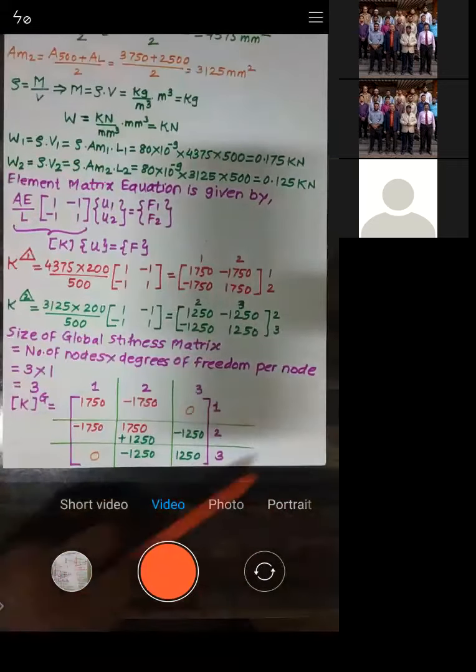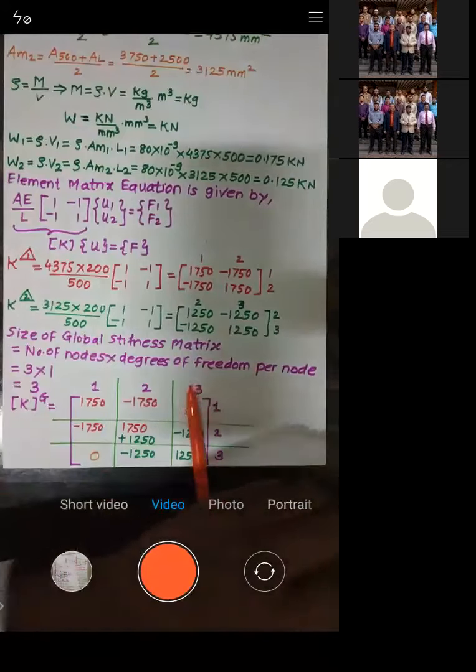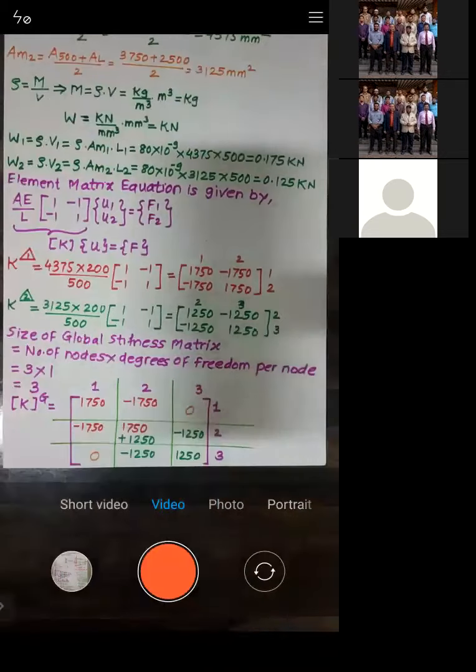Now once we have the global stiffness matrix, the very next step is that we need to write down the global matrix equation.